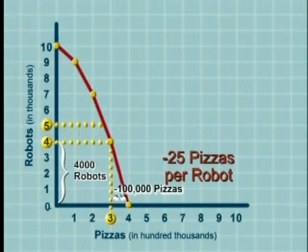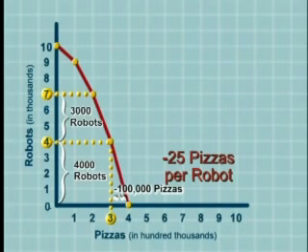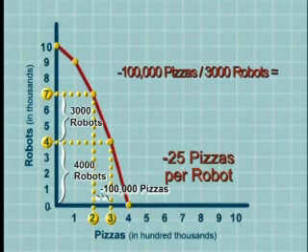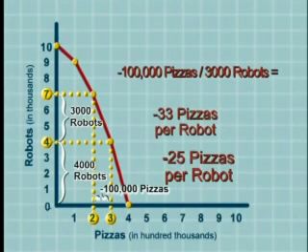But look what happens when we go from 4,000 to 7,000 robots. This time we only get 3,000 more metal heads. But to produce them, we still have to give up the opportunity of making 100,000 pepperoni specials. So again, minus 100,000 pizzas divided by a mere 3,000 robots, an opportunity cost of about 33 pizzas per robot.